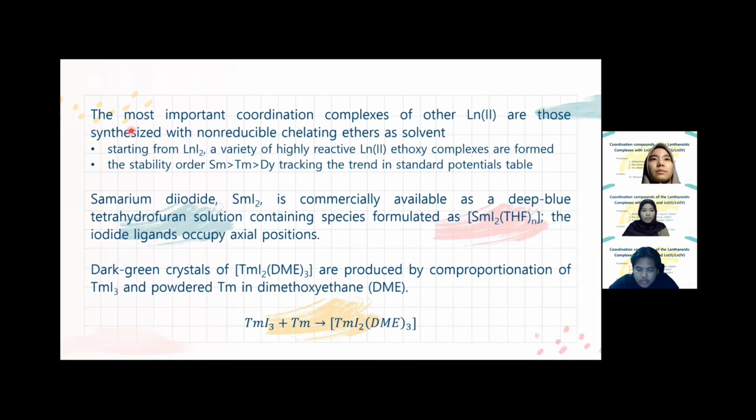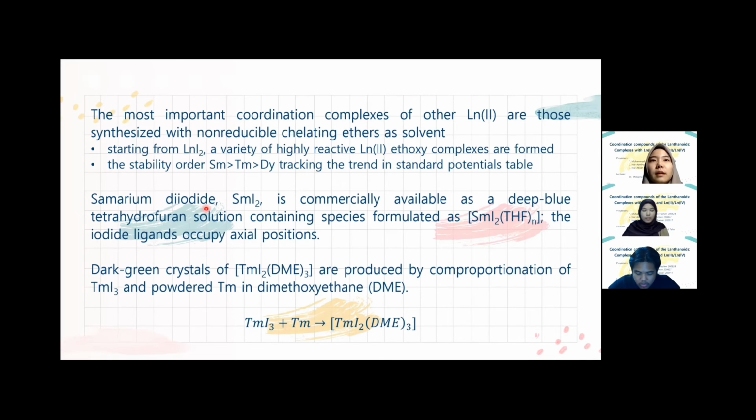After that, the most important coordination complexes of lanthanide 2+ are those synthesized with non-reducible ethers as solvent. Starting from the lanthanide diiodide, a variety of highly reactive Ln2+ ether complexes are formed. The stability order is from samarium to thulium and then dysprosium, tracking the trend in the standard potential table.